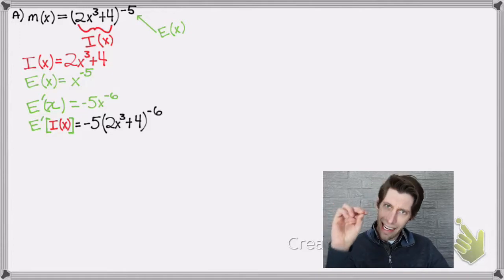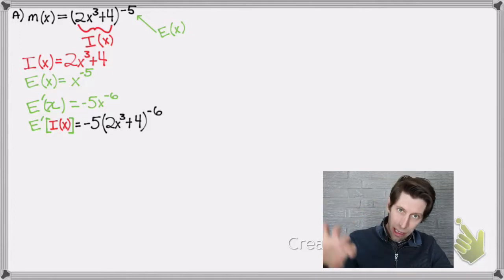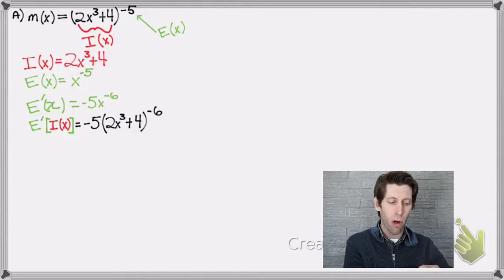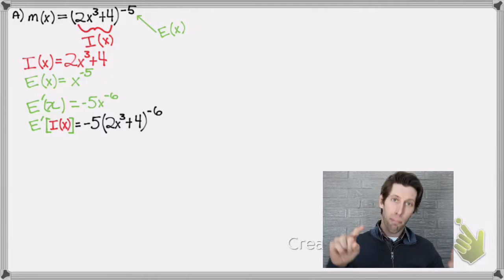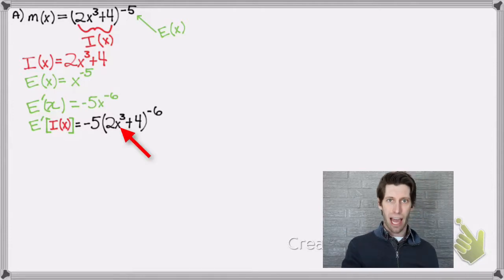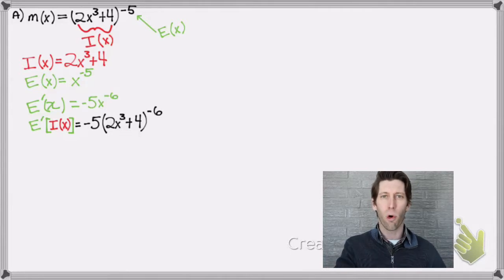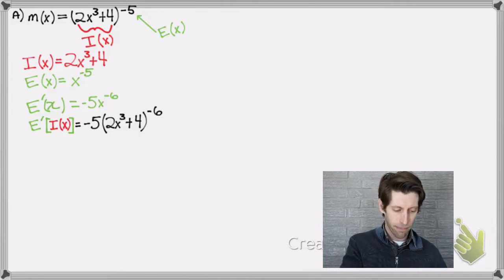Now what we're going to do is take that interior function, I of x, and plug it into e prime. In other words, everywhere we see an x in e prime, we're going to replace it with I of x. So what we get in that case is minus 5 times the quantity 2x cubed plus 4 all raised to the minus sixth power. You'll notice that there used to be an x in e prime of x. Now we've plugged I of x into it to get minus 5 times the quantity 2x cubed plus 4 all raised to the minus sixth power.